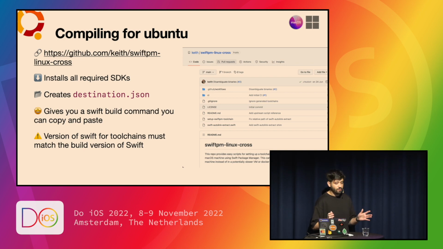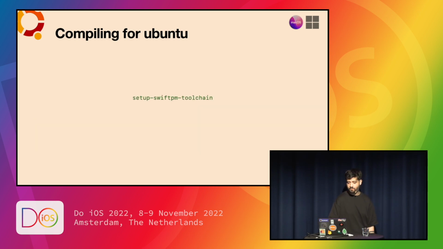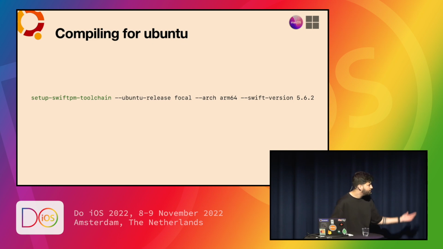It might take a while to figure out why, but it's on the README for this project, so make sure you check that out. So yeah, how do you run this? You install it through Homebrew, you call setup swiftpm toolchain, you pass it an Ubuntu release. In this case, it's going to be Focal. You pass it an architecture, ARM64, and a Swift version, 5.6.2. It's really, really as easy as that. Like, that's all you have to do.